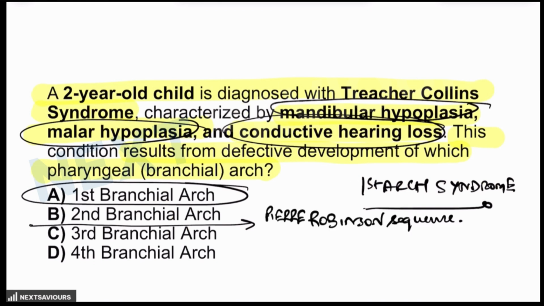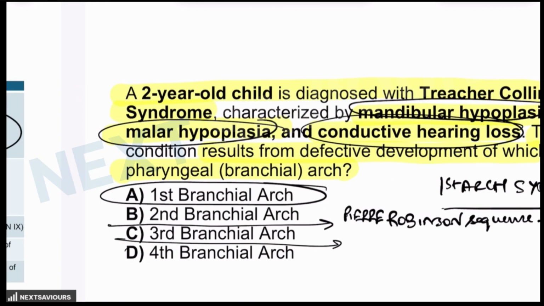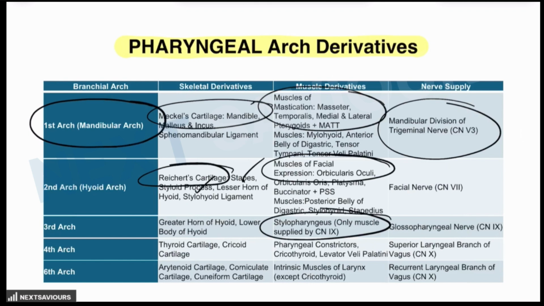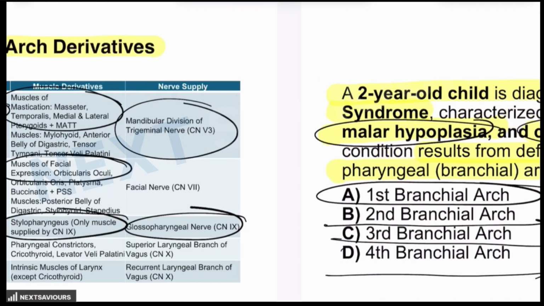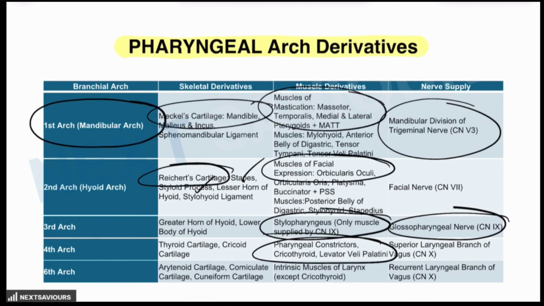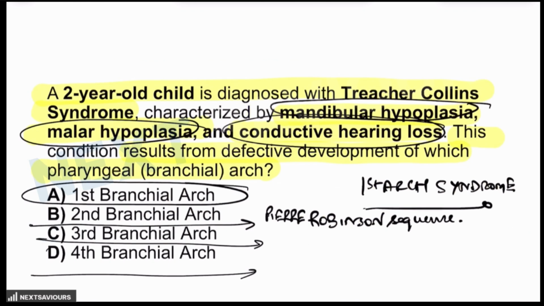syndrome. Similarly, the third branchial arch forms the stylopharyngeus muscle and cranial nerve 9, which is not involved in the jaw formation. If you look at the other option, that is the fourth branchial arch, it forms the pharyngeal muscles except stylopharyngeus, and the laryngeal cartilages. So it is also not related to the mandibular abnormalities. Hopefully you have understood how to deal with these sorts of questions.